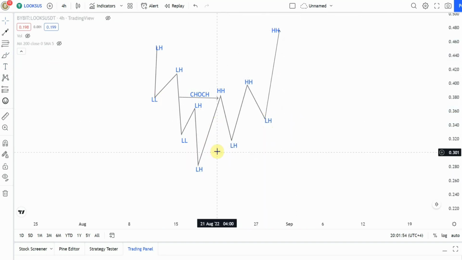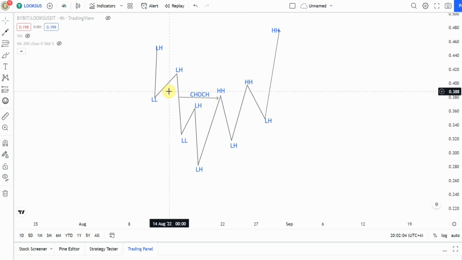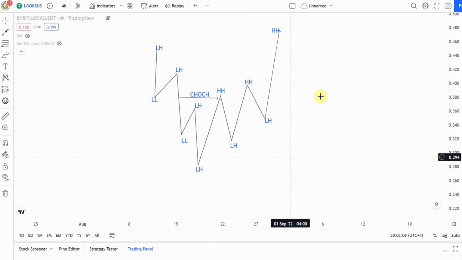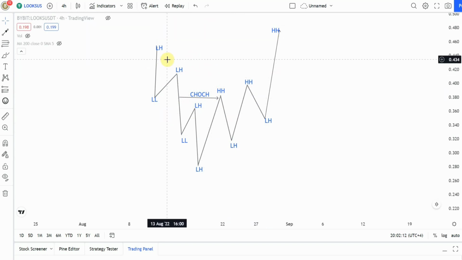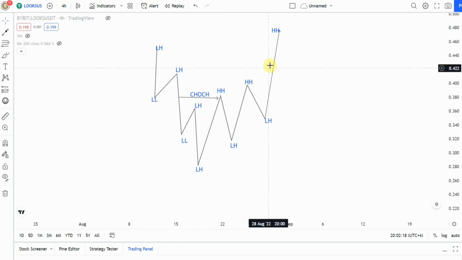So if the market changes character and started printing this higher high, then we are going to be looking for order blocks, bullish order blocks. Hope you understand. Now this is the scenario of the market structure. First of all, determine the market structure, and there are many tools to determine the market structure: lower low, lower high, or higher high, higher high.